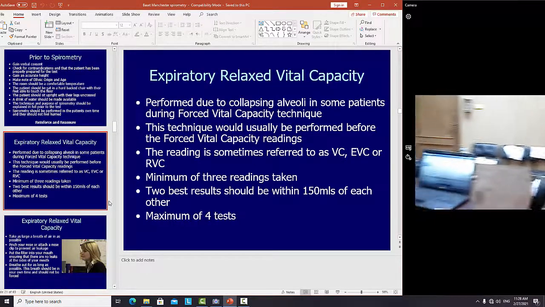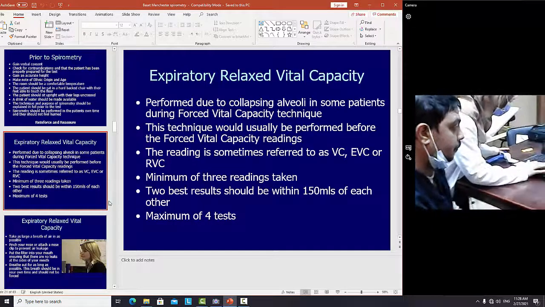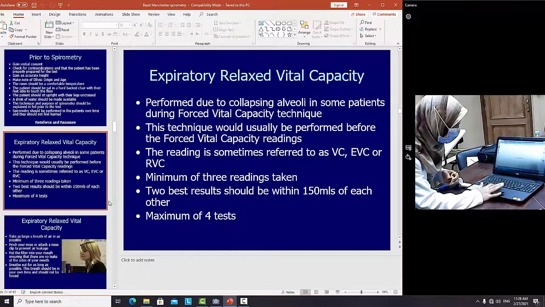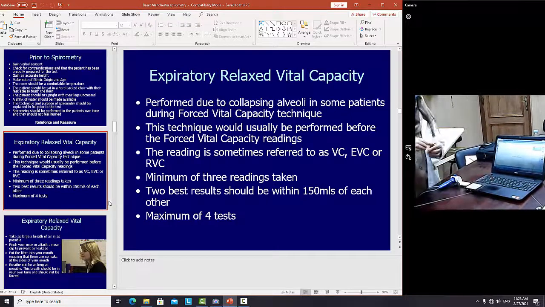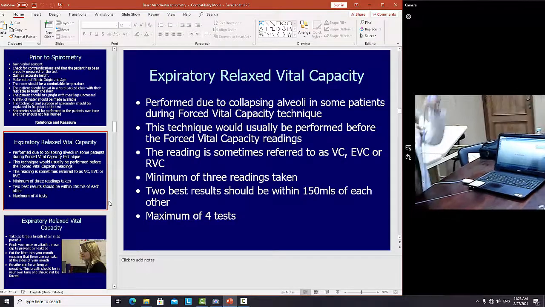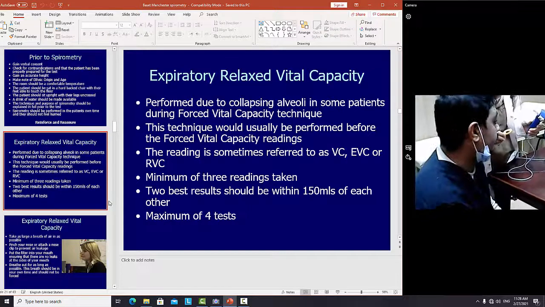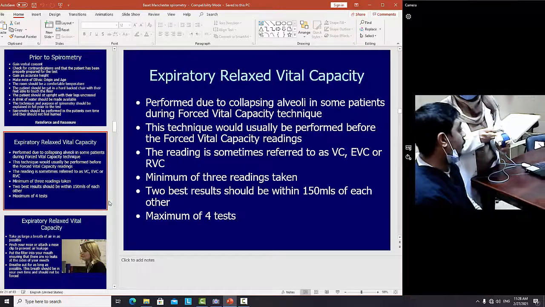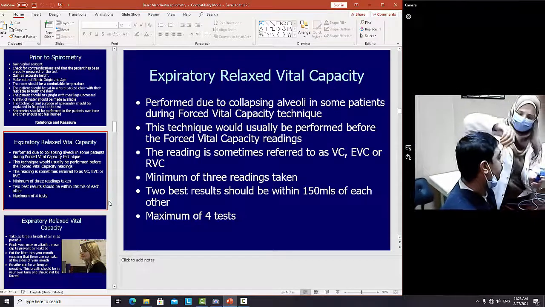You can start, Ms. Ines. Nasal clips first for the patient. After entering the patient data, she applies the nasal clips to the patient's nose. After preparing the patient and explaining the maneuver, she can start. You can start, Ines.